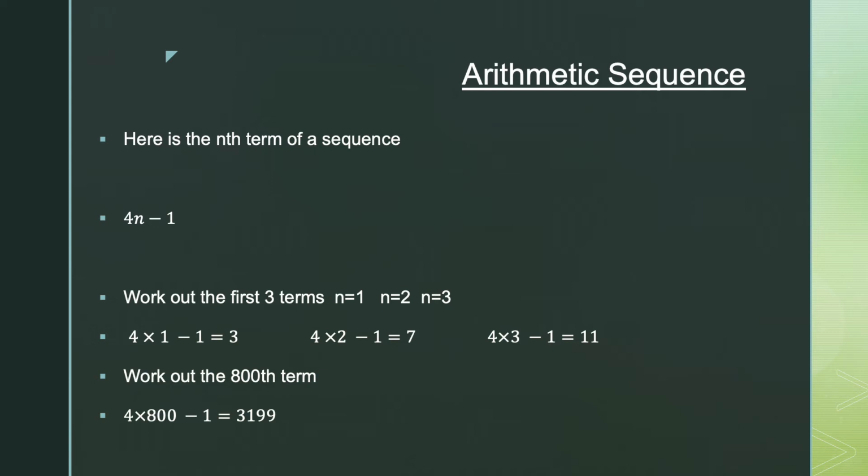Right, next one says, work out the 800th term. So 4 times 800 is 3,200, minus 1 is 3,199. That is how I do that. The nth term is used here because you can work out any value in your sequence. So if you wanted to work out the 1000th term, you can by subbing it in there. You can work out the 100 millionth term, or the billionth term, by just subbing in the value for n, and so on. So that is the purpose for that.